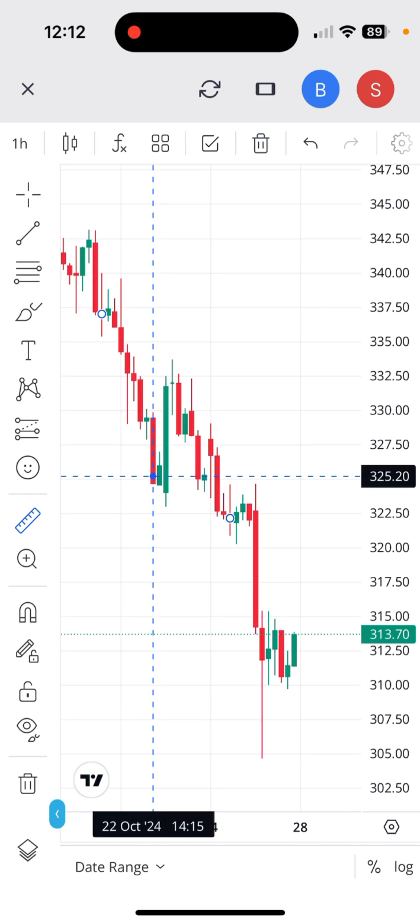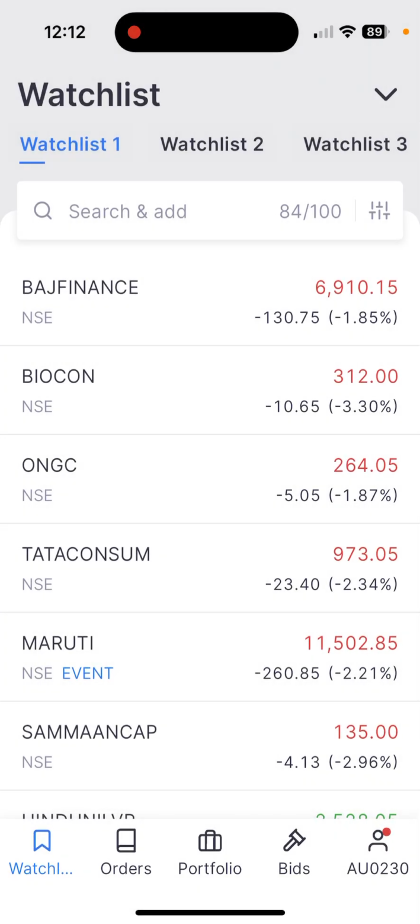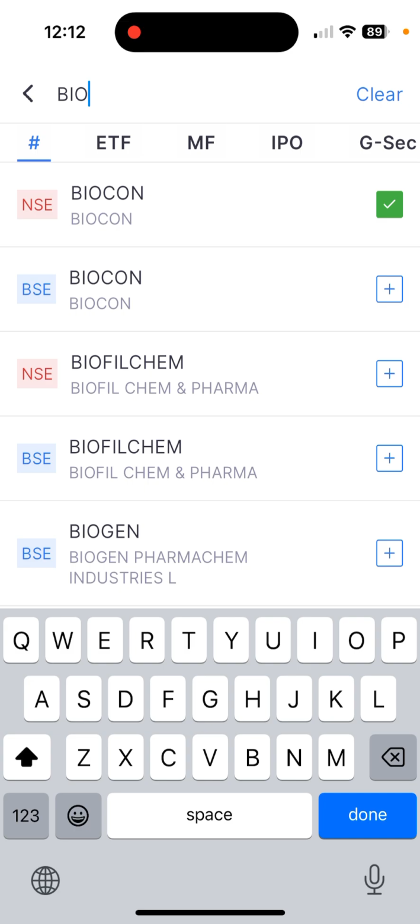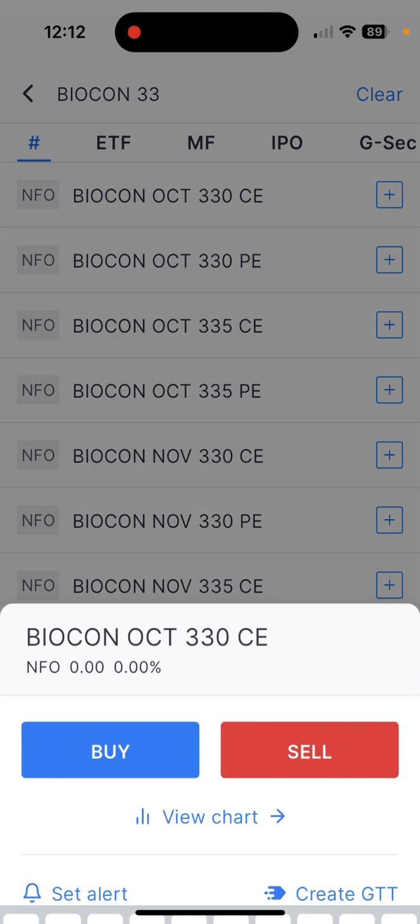Now, which call? That is the decision. If I check this out, this is a 1 hour chart. A 3:30 call would be safe, right? So Biocon 3:30 call. Okay.